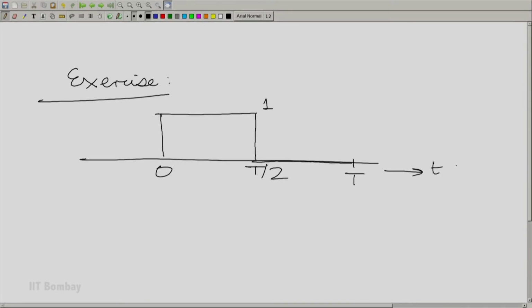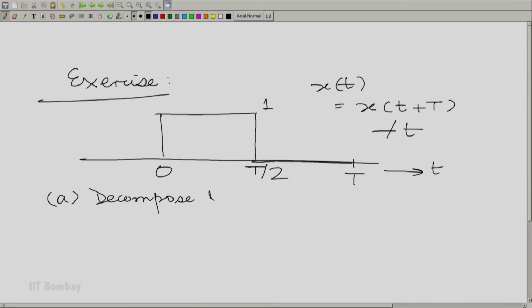This is x of t in the interval 0 to T, and x of t is equal to x of t plus capital T for all t. This is the periodic waveform that you are going to deal with. So, A, decompose this into its Fourier components.